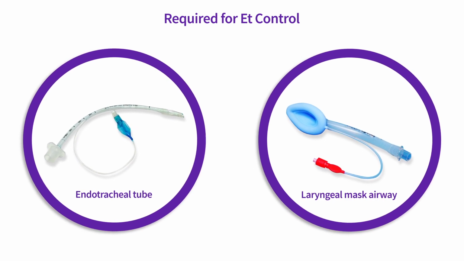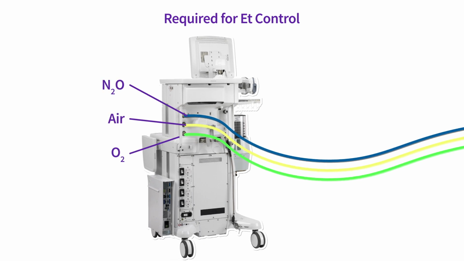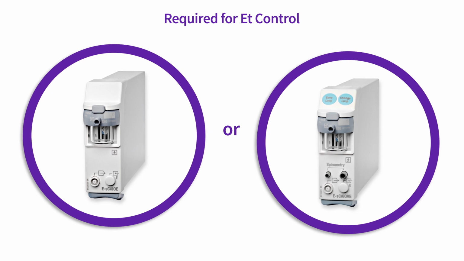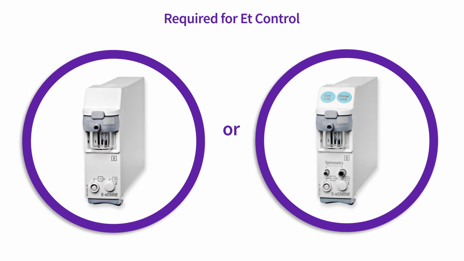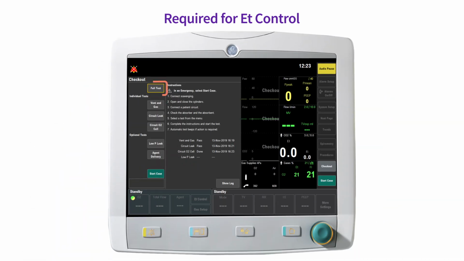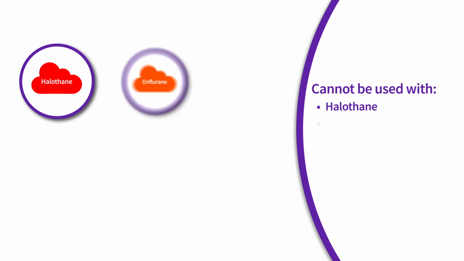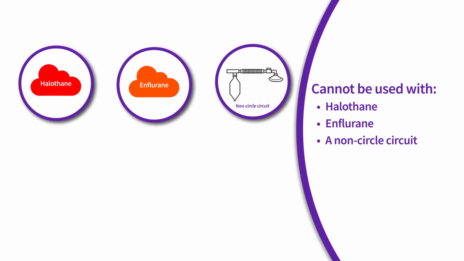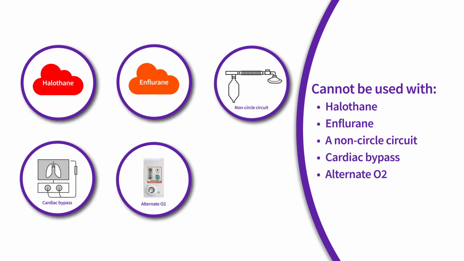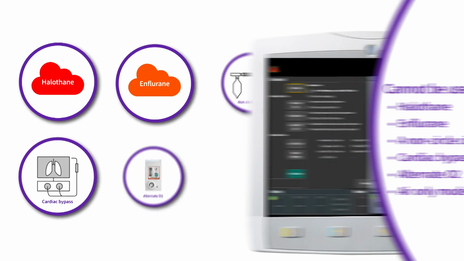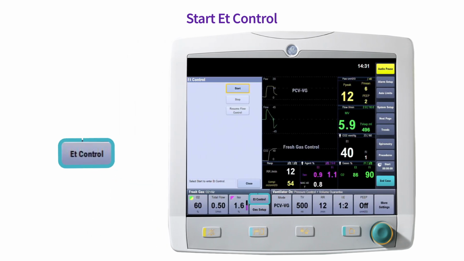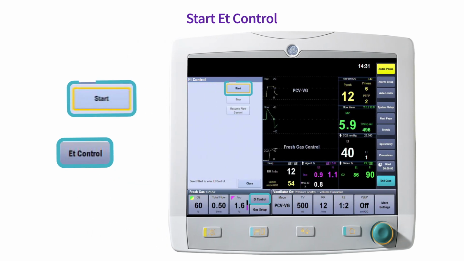The ACES CS² anesthesia delivery system should have a supply of oxygen and balance gas to enter end-tidal control mode. A CareScape airway module with end-tidal control capabilities should be installed and warmed up. A full test checkout should be completed prior to use. It is important to note that end-tidal control cannot be used with halothane, enflurane, a non-circle circuit, cardiac bypass, alternate O2, and air-only modes. To enter end-tidal control, select ET control from the fresh gas panel and select Start.